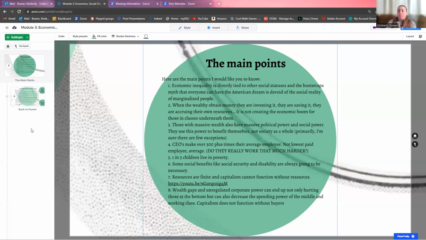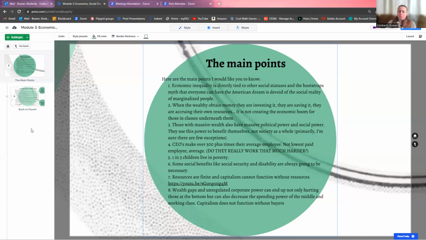5, 1 in 5 children live in poverty, and that poverty includes hunger, poor education opportunities, higher dropout rates, and just a less promising future than we should want for the children of this nation.